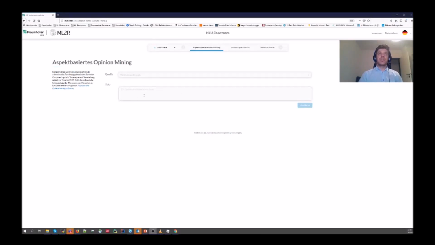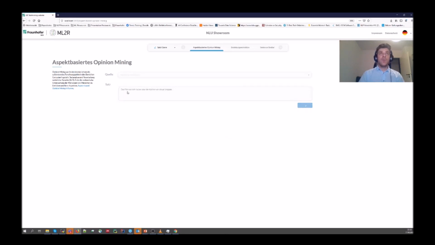Now, this is how our showroom looks. As you can see, it's part of a collaboration between Fraunhofer IAIS and the Competence Center for Machine Learning. We have different tasks available on the sentence level and the word level. And currently we selected German models. So I can input, for example, here in aspect-based opinion mining, a review of a restaurant. So I could say, das Filet war sehr lecker, aber der Kellner war etwas langsam. So, the filet was very tasty, but the waiter was a bit slow.